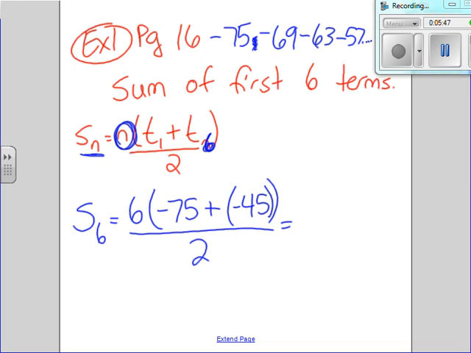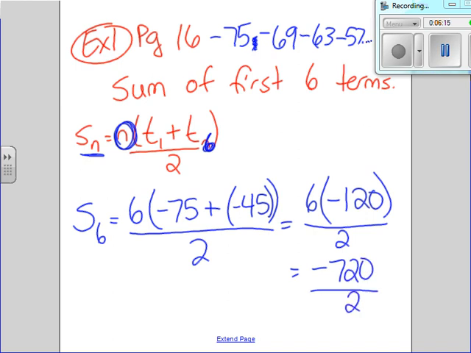So now I'm basically just doing bed maths. Now I've got 6 times negative 75 minus 45, or if you want to read it like 6 times negative 75 plus negative 45, I end up with negative 120 here. And that's all over 2. If I go 6 times negative 120, I end up with negative 720 all divided by 2. And in the end, I end up with negative 360. So what that's telling me is that if I added the first 6 terms in this arithmetic series, what I would get is equal to negative 360.